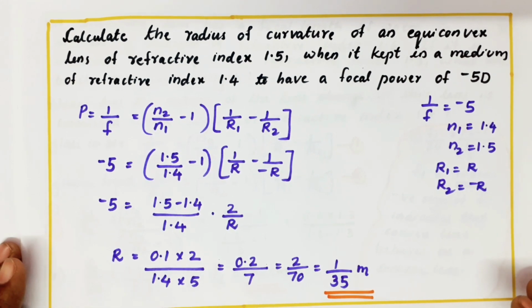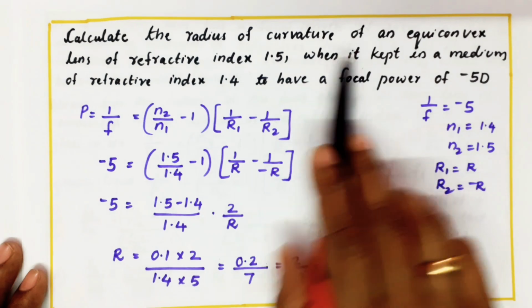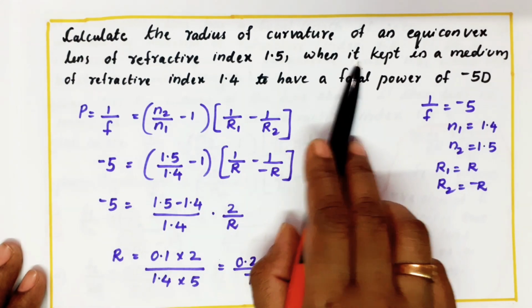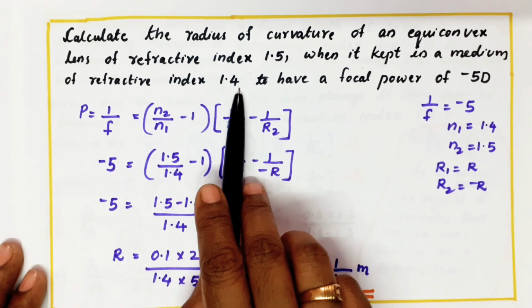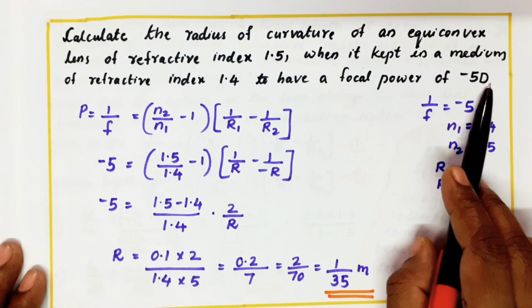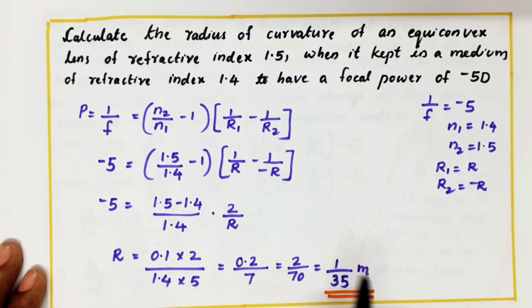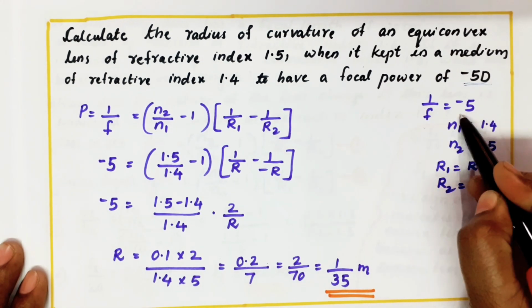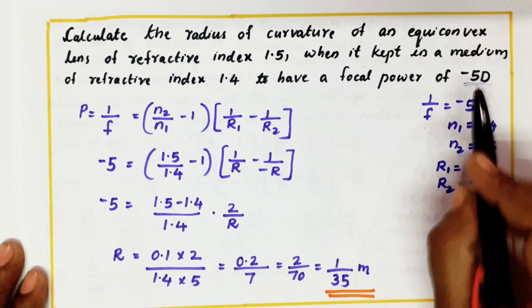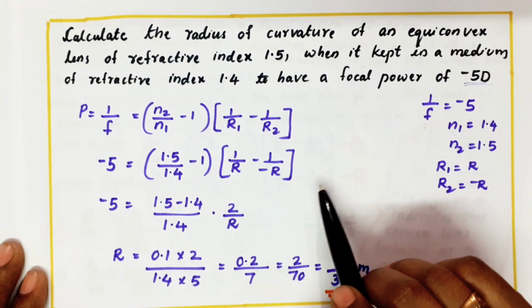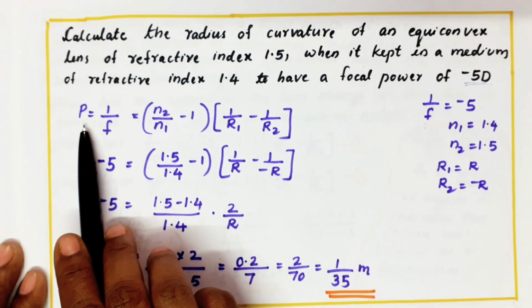Next, calculate the radius of curvature of an equiconvex lens of refractive index 1.5 when it is kept in a medium of refractive index 1.4 to have a focal power of minus 5 diopter. In this question, they are asking the radius of curvature. They gave 5 diopter, which means 1 by f, so minus 5. Okay, easy convention. 1 by f equals minus 5 I have taken.